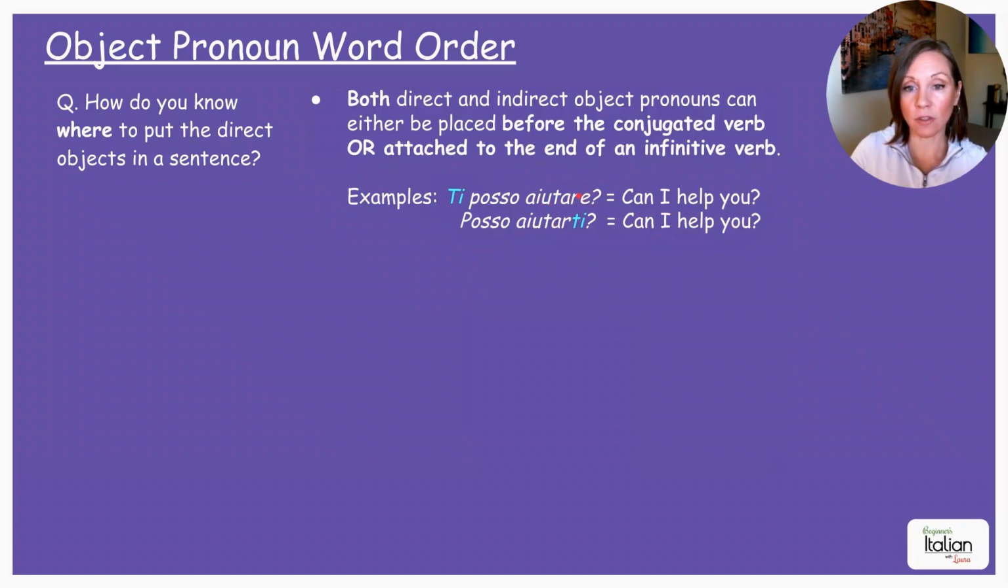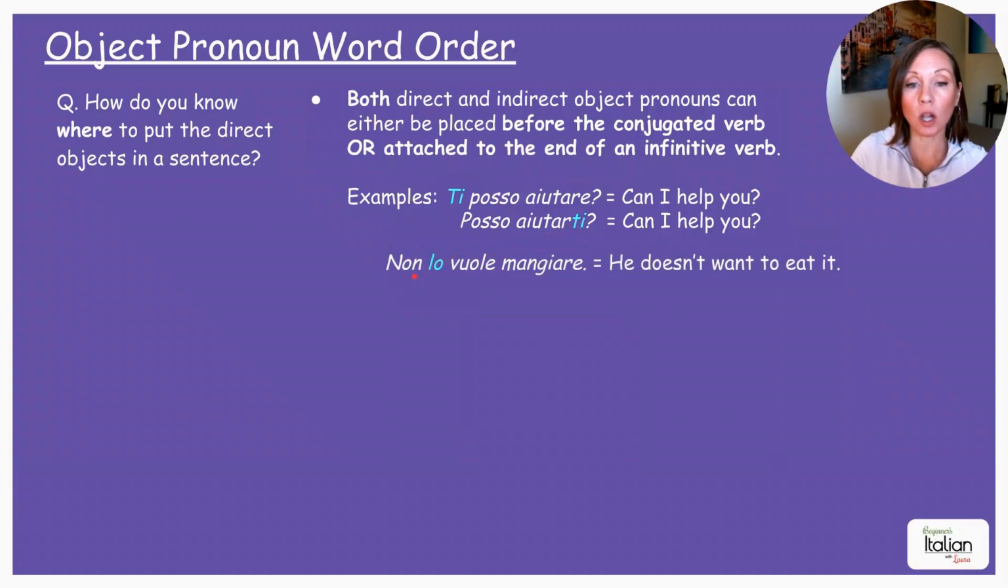So you chop off the last E here and you attach the indirect object pronoun, or the direct object pronoun, I guess, in this case. So in this case, we are using the direct object pronoun, right?